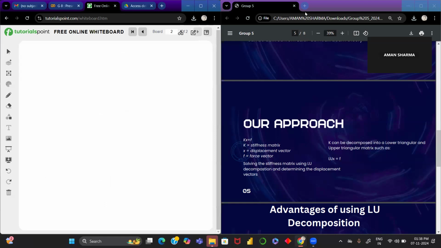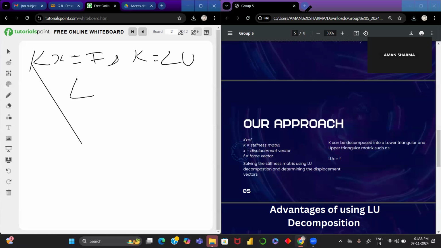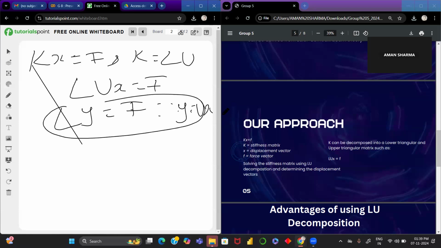Okay, so we have Kx equals F and K equals LU, that means decomposed into lower triangle and upper triangle. So we can write LUx equals F. Therefore Ly equals F, where y equals Ux. Then, as we studied in solving this equation, finally we get the x values, which means the displacement that happens at each node.